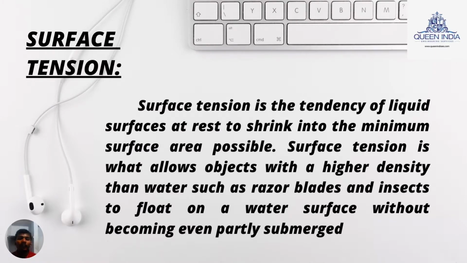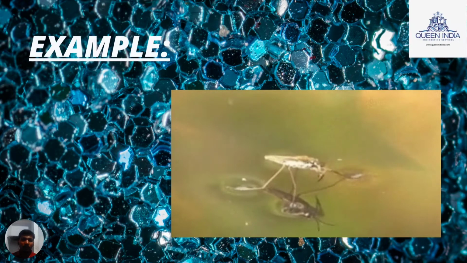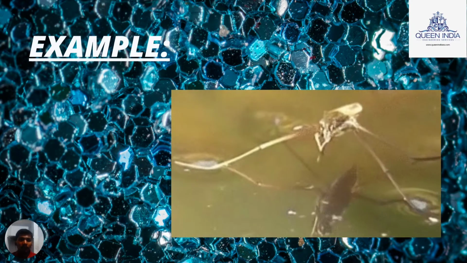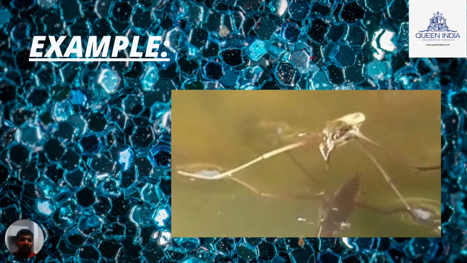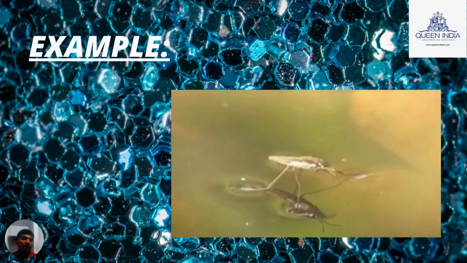Surface tension. Surface tension is the tendency of liquid surfaces at rest to shrink into the minimum surface area possible. Surface tension is what allows objects with a higher density than water, such as razor blades and insects, to float on a water surface without becoming even partly submerged. This is the example of surface tension. The insects float on a water surface without becoming even partly submerged.